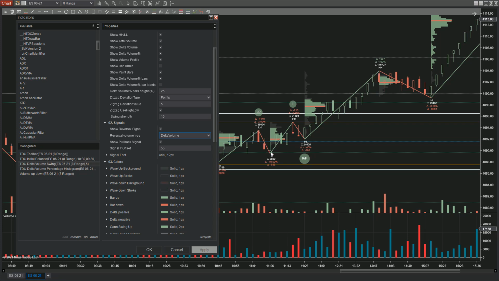So you can almost think of it by color. Am I reversing the trend here? Do I get two lower lows? So I've got a reversal signal based on delta volume or total volume. Do I want to show pullbacks? Well, a pullback is defined as, first, it must stay internal to the prior swing. So we can't take out the low, or it's obviously no longer a pullback. So it's an internal retracement, and the volume in the pullback must be greater than the swing in the same direction that preceded it.